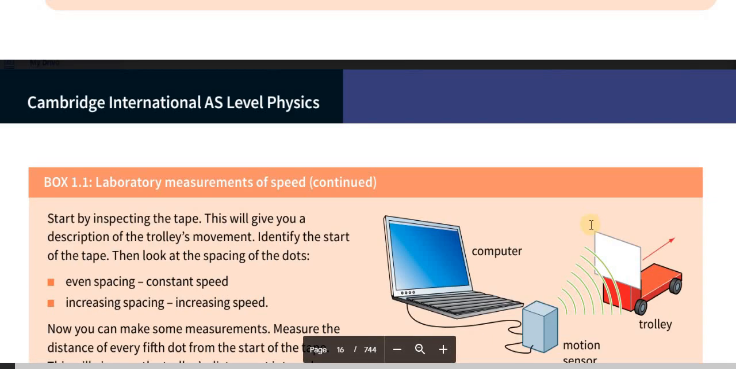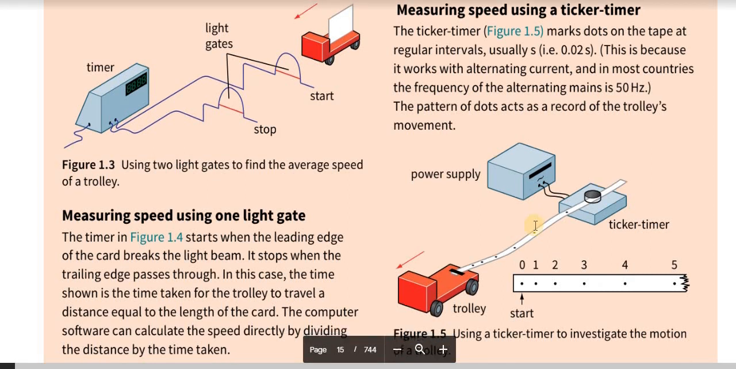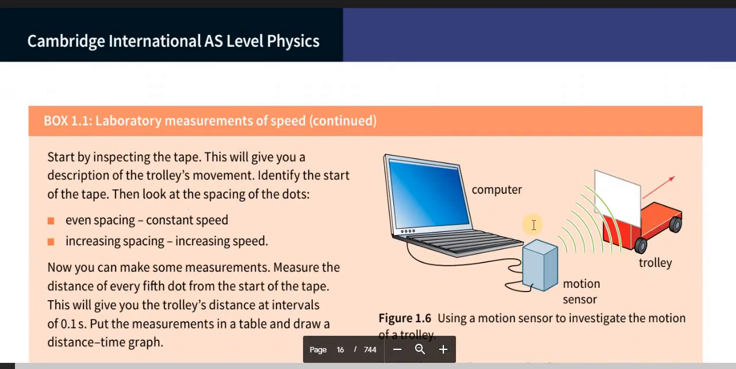Now so far we learned how to measure the speed using 2 light gates, using 1 light gate, using a ticker tape timer, and the fourth method is using a motion sensor.